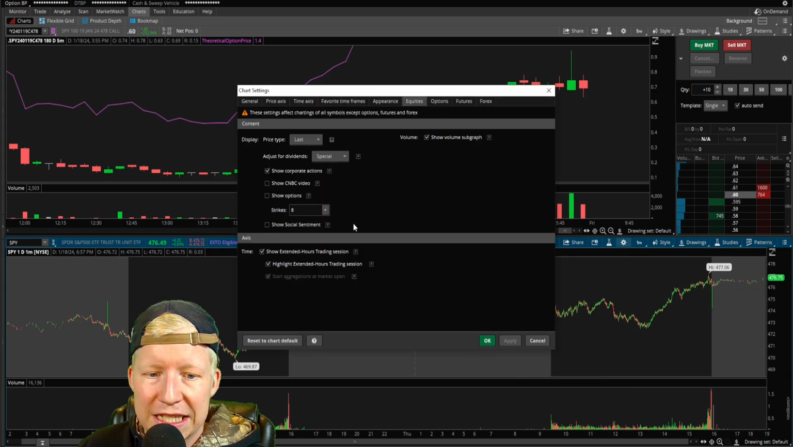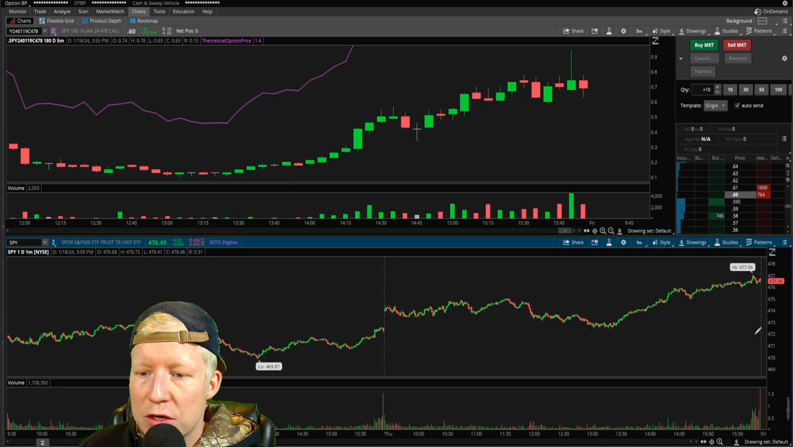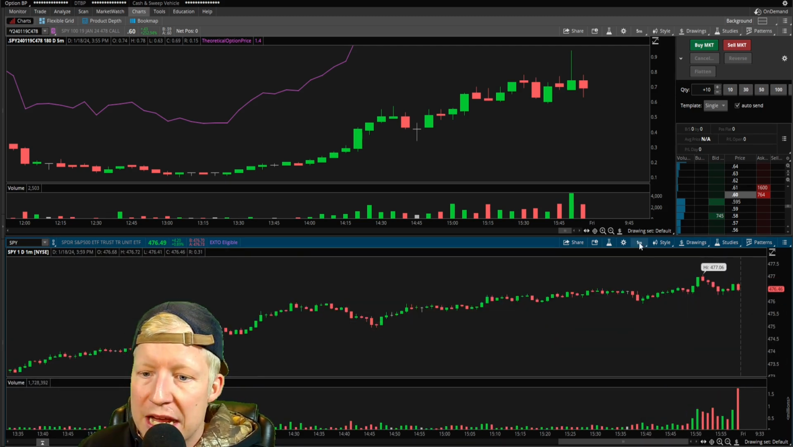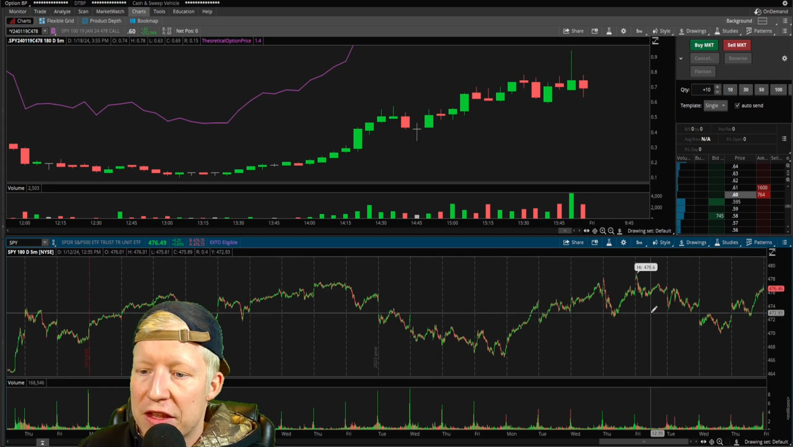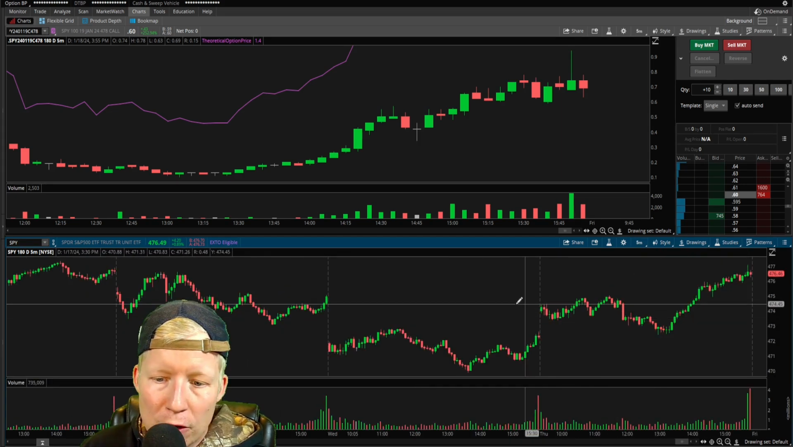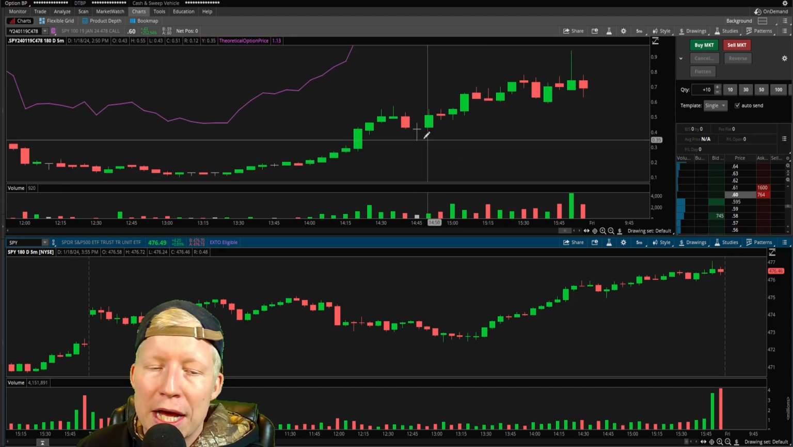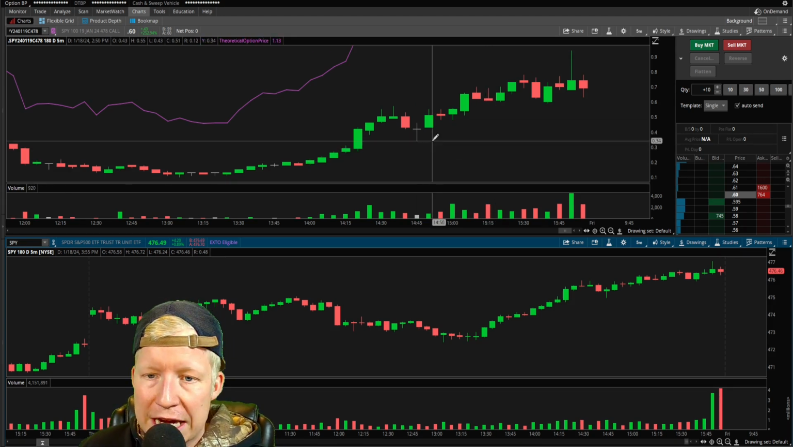Anyway, if I come into this and I'm just turning off the extended hours, I can now see the 5 minute actual equity itself that I can analyze alongside the option price, right? So obviously we're looking at the 478 strike call.